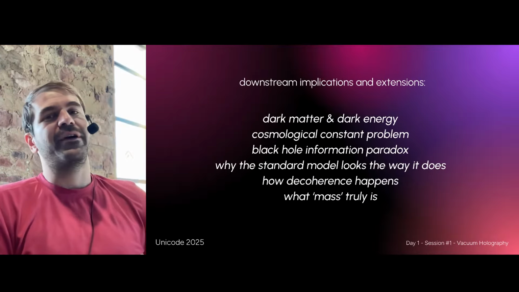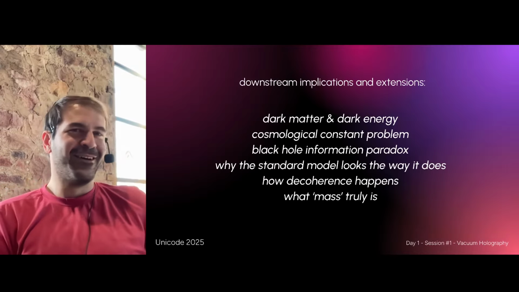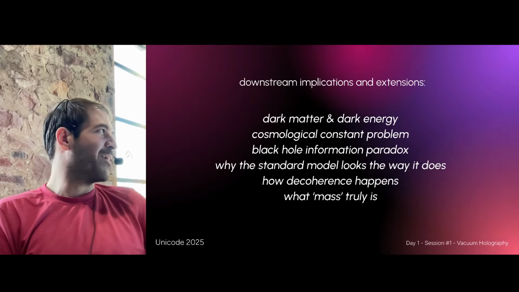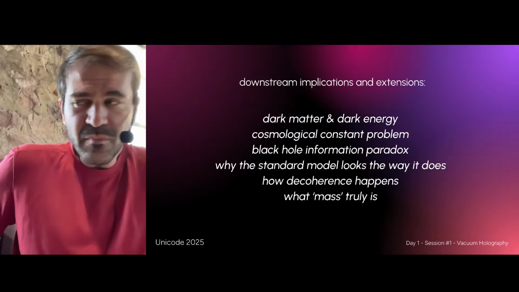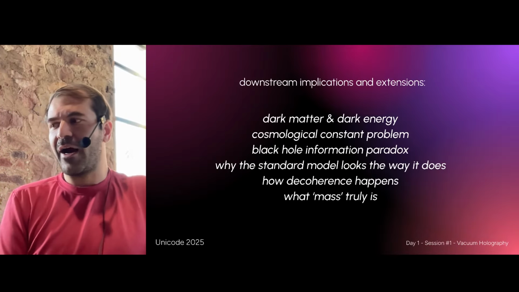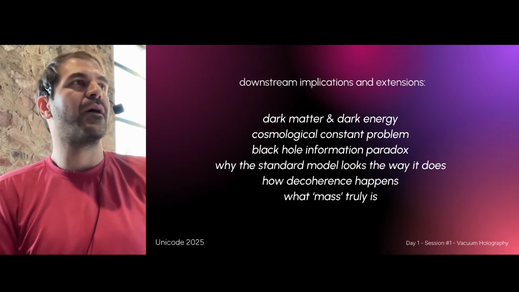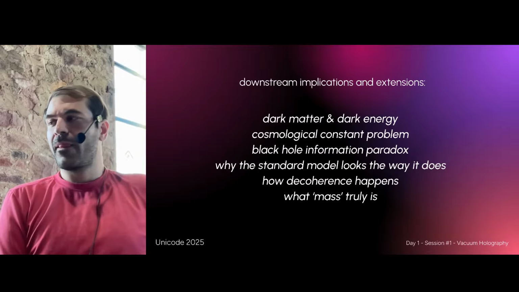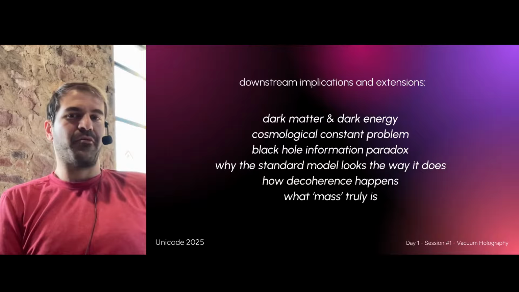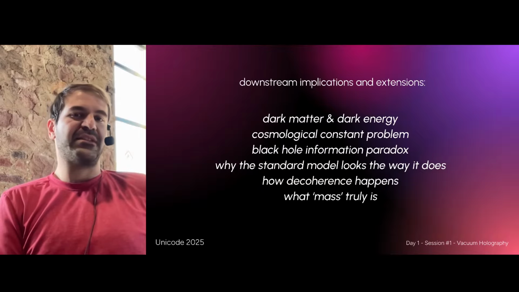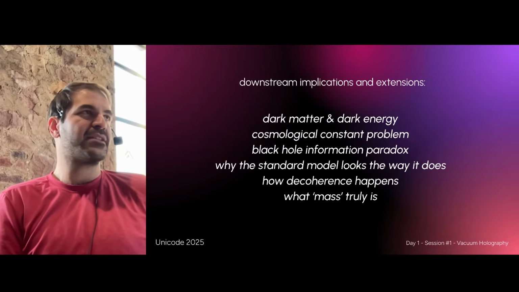All right, so now we're going to get to the dessert, I guess. Yeah. So I told you there were going to be a couple more. So the downstream implications and extensions, and then we'll get to how we would like experimental physicists to come and work with us on this. So dark matter and dark energy, the cosmological constant problem, the black hole information paradox, why the standard model looks the way it does, how decoherence happens, and what mass truly is.